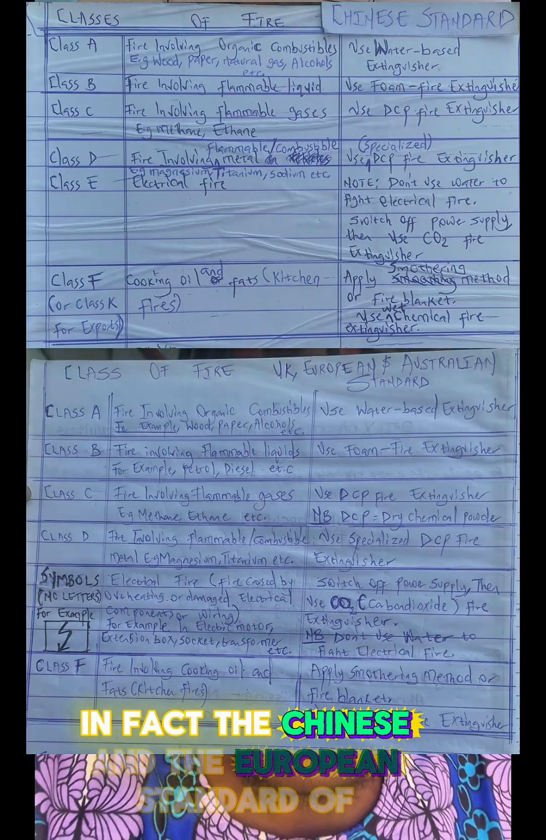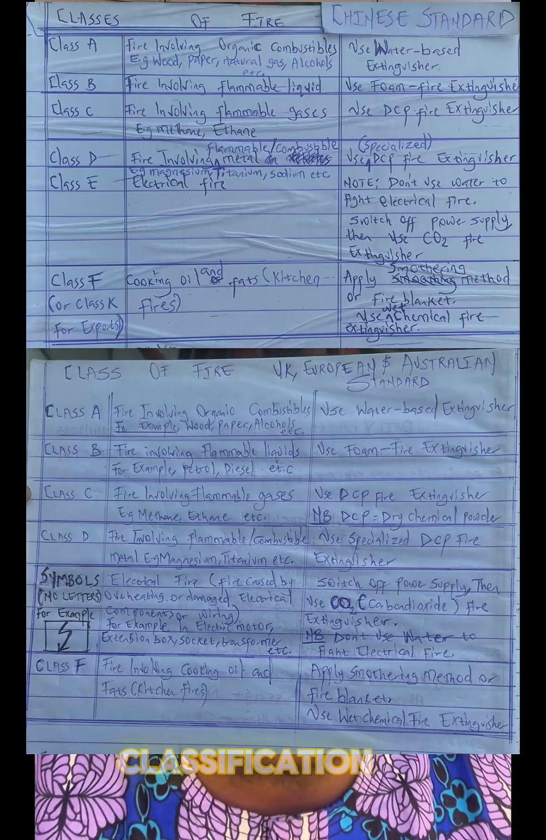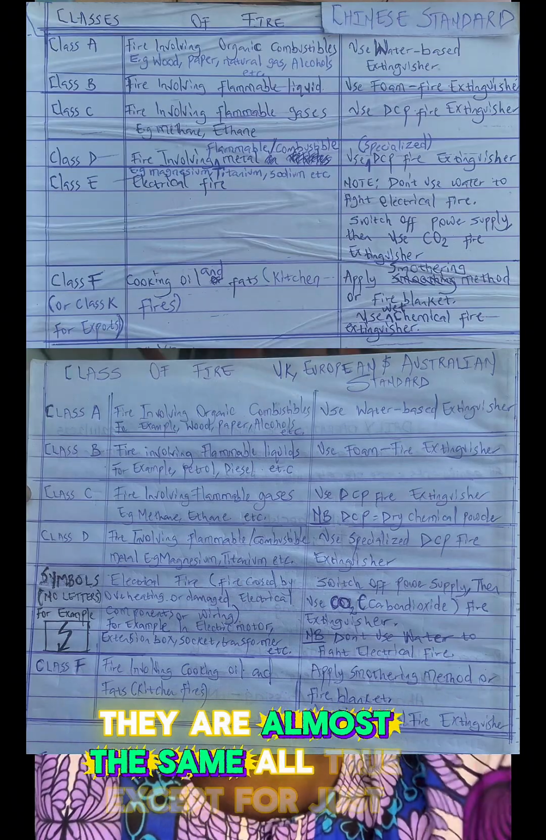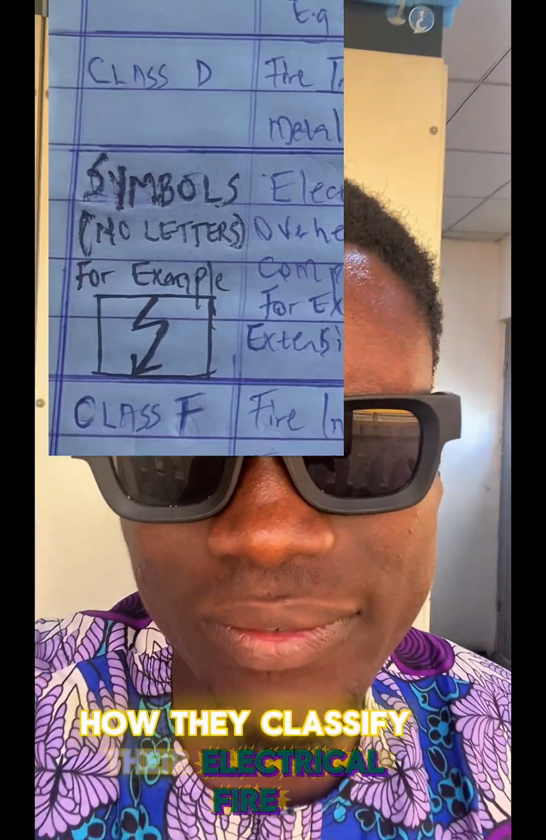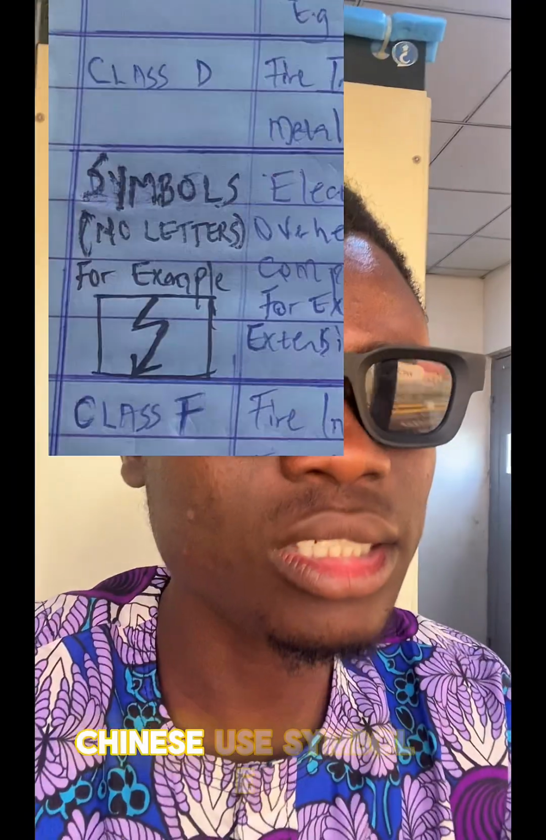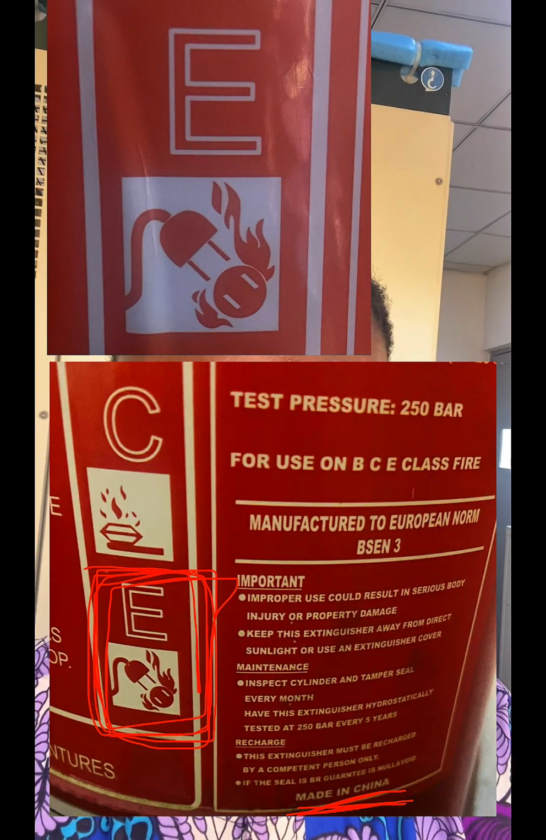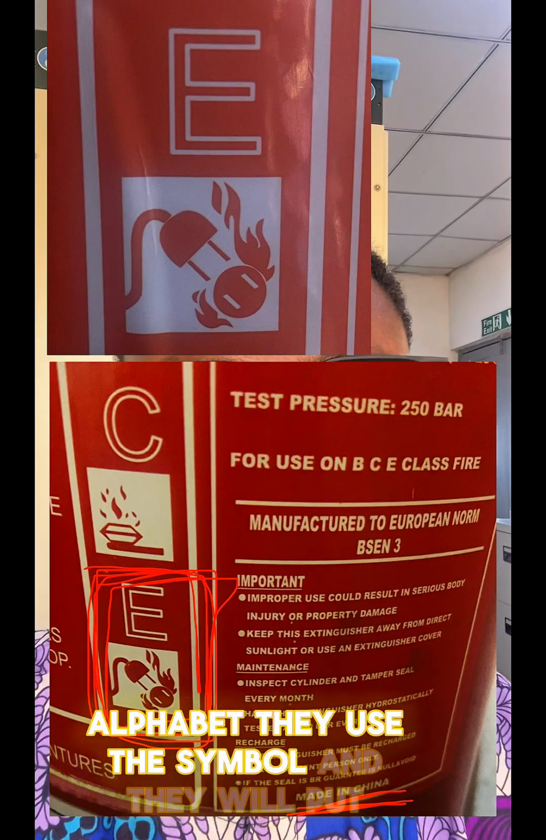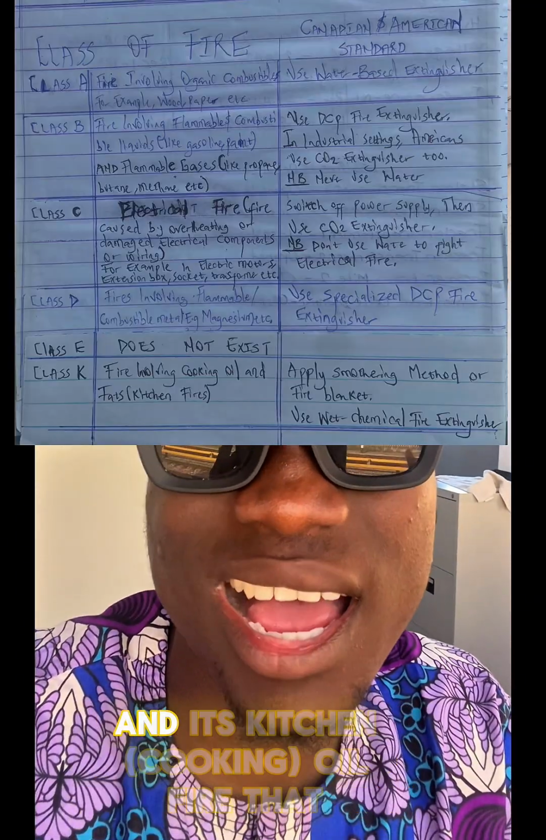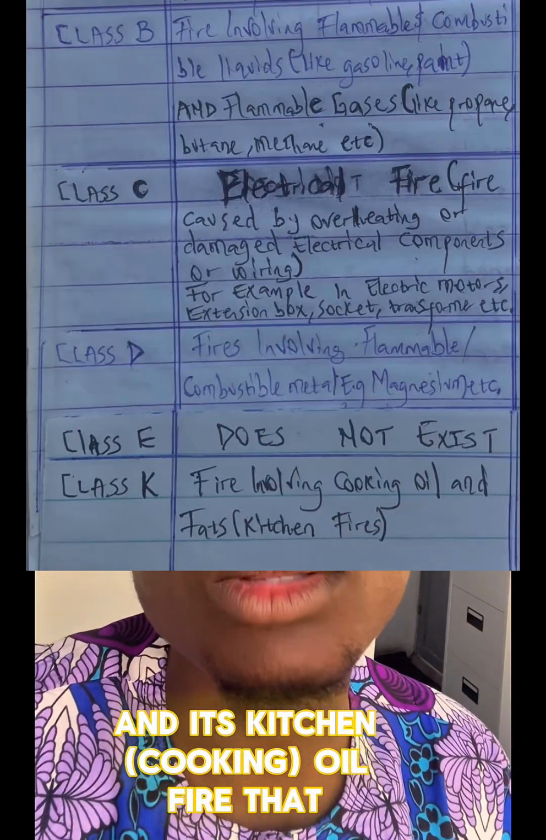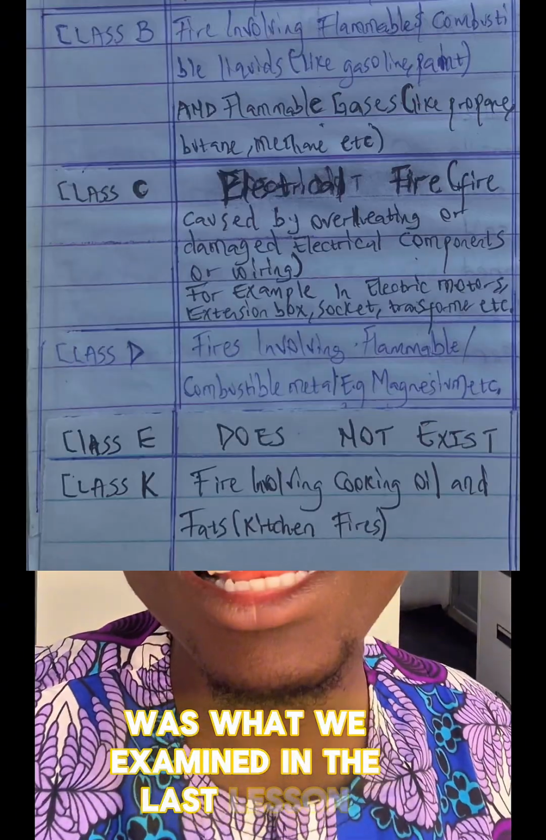In fact, the Chinese and the European standard of classification are almost the same, except for just one place, how they classify their electrical fire. Chinese use the symbol and they will put the alphabet E. European will not put any alphabet, they only put the symbol. The American too has a little difference in how it classifies electrical fire and kitchen oil fire. That was what we examined in the last lesson.